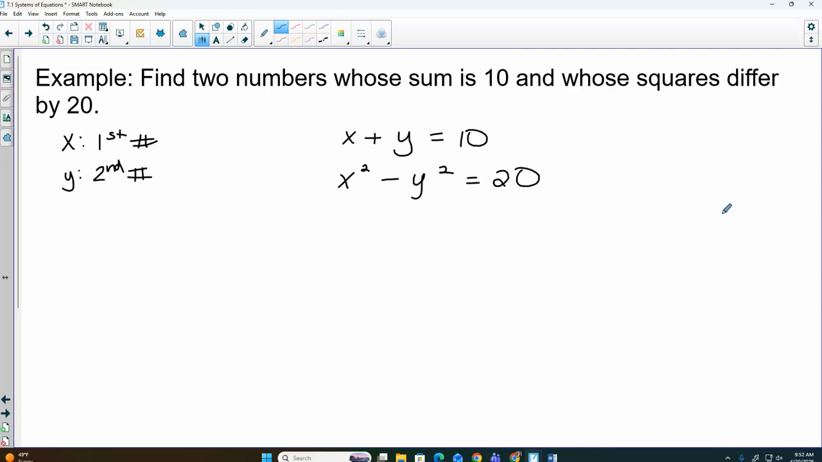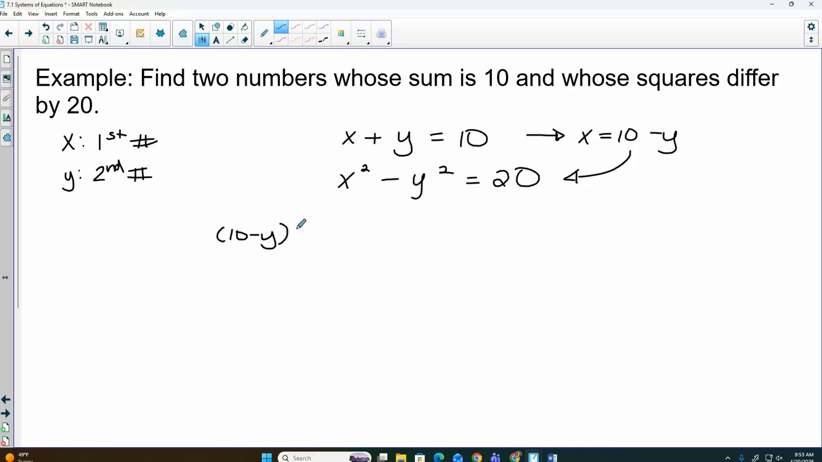Okay, can I solve this by elimination? No, my variables aren't the same, right? I have x and this is x squared. So we're going to have to do substitution. So let's take the first equation. If I solve that for x, then x is 10 minus y. And I'm going to plug that into the second one.